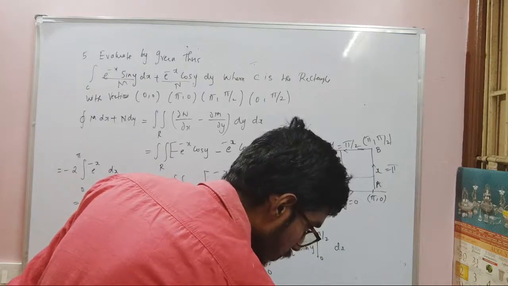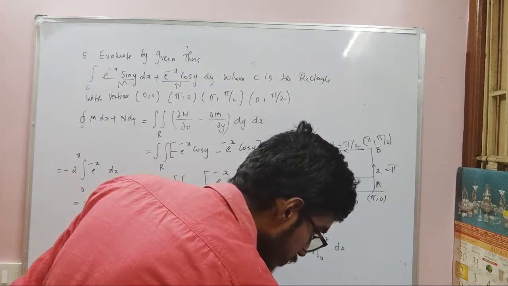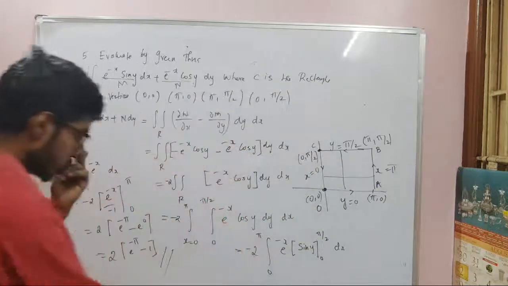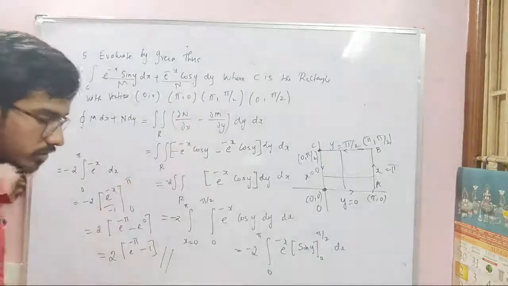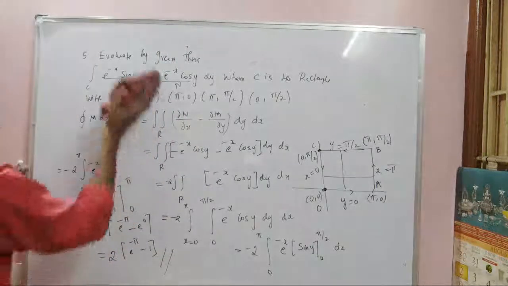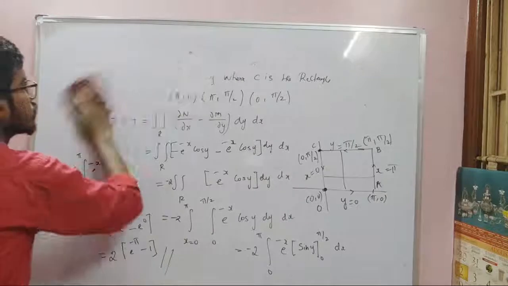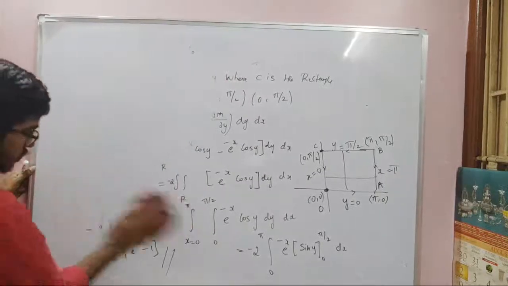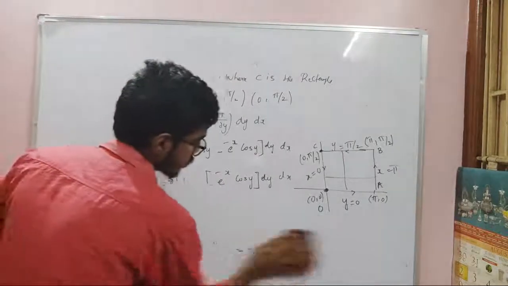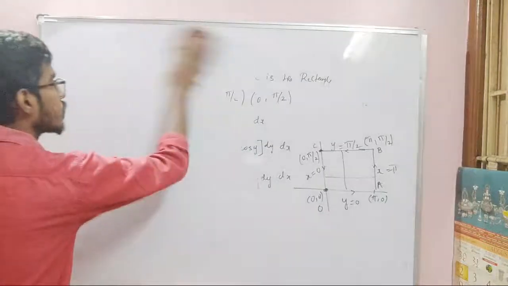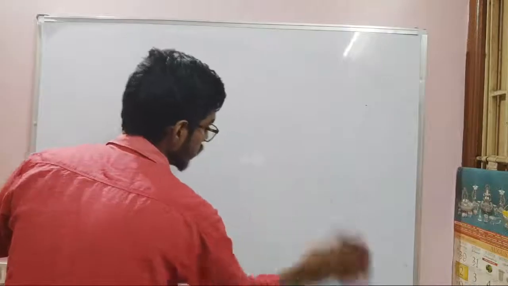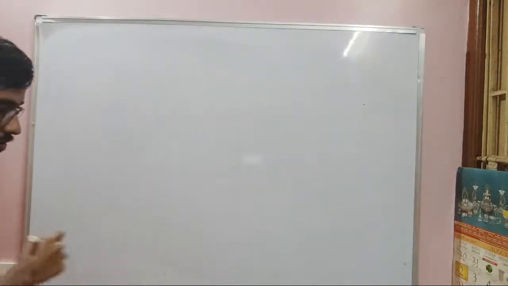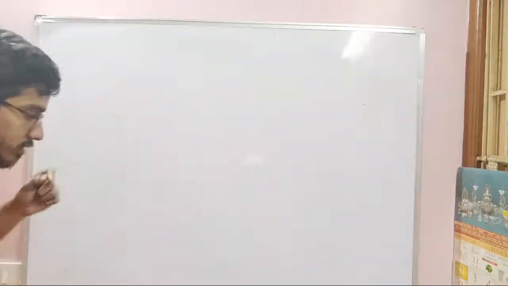Now I will give you one problem for exercise. So the 6th problem is an exercise for you. Green's theorem tells a relation between the line integral and surface integral. So whenever we are using a double integral, you think of it as a surface integral.